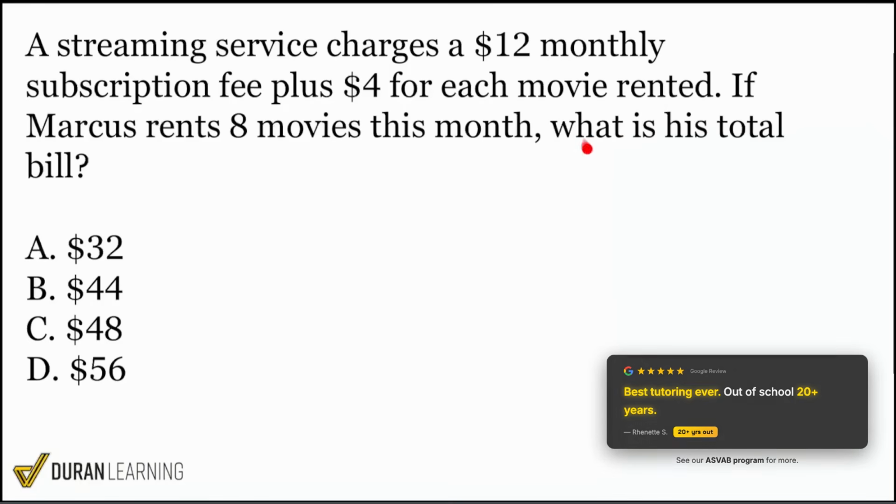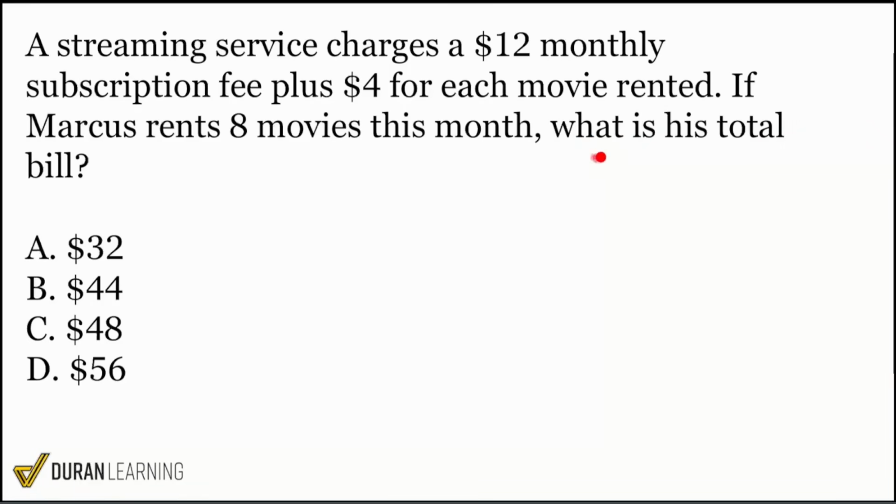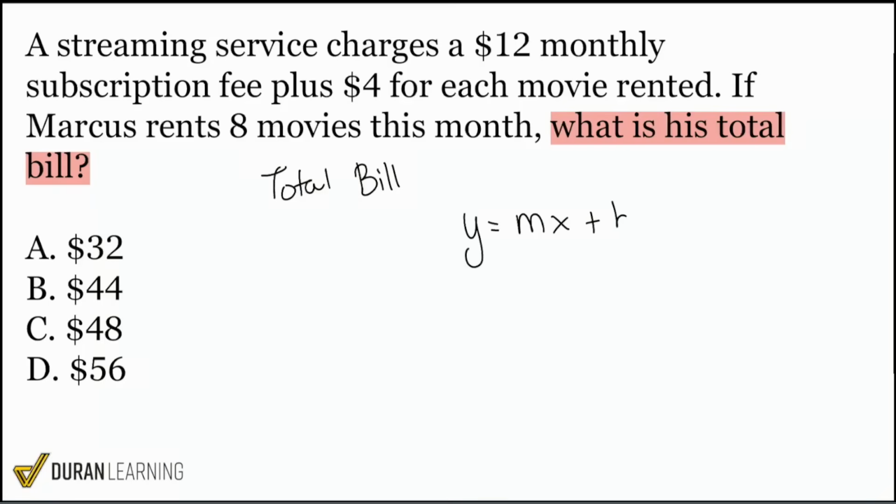So like the who, what, when, where, right here. What is his total bill? Sounds good. So what we're looking for here is the total bill. And when we read through the story, through the context, you're going to notice a specific pattern that's going to allow you to say that we are dealing with y equals mx plus b. And here's how I'm going to know.